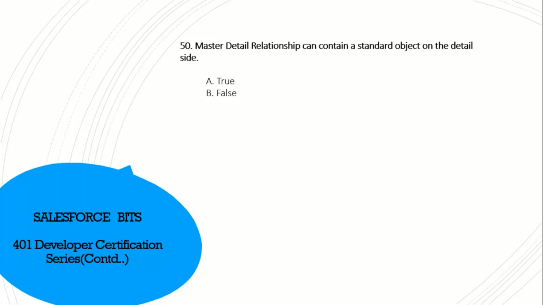A master-detail relationship can contain a standard object on the detail side. True, it can contain a standard object. Both master and detail can be standard objects. Otherwise, it should be master, I mean standard, and a custom object on the master-detail relationship.